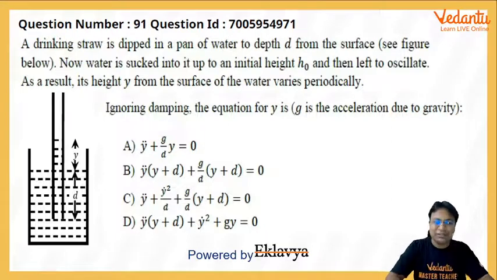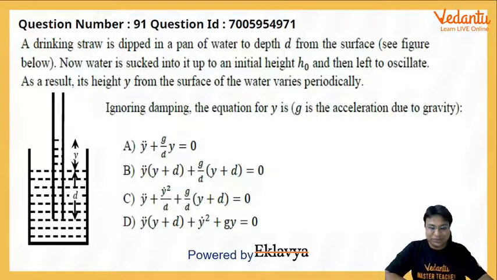Hello students, we are now discussing question number 91 of KVPY SX 2021. This is the first question of part 2 of physics, and this question troubled a lot of students. Let's see what is present in this question.